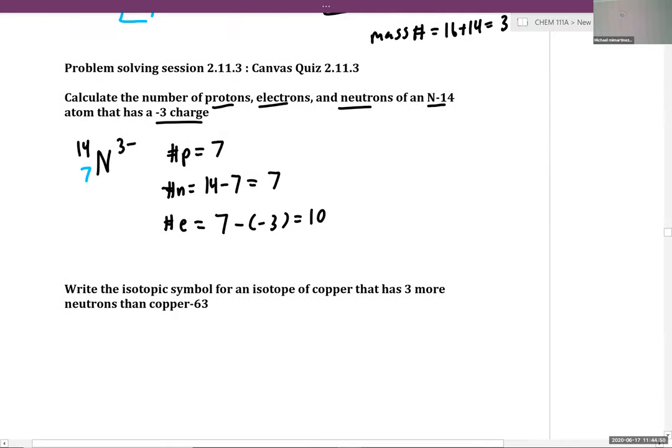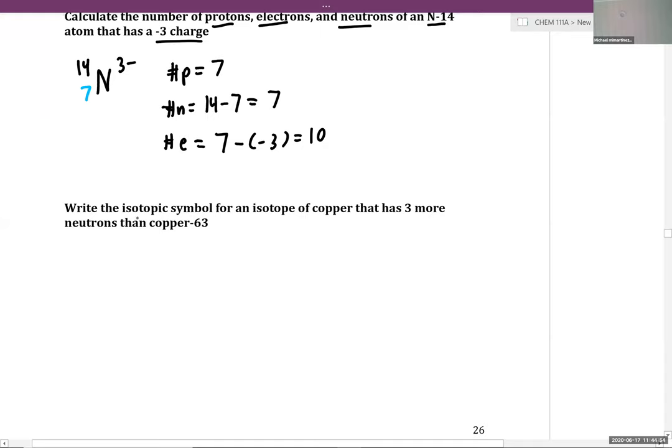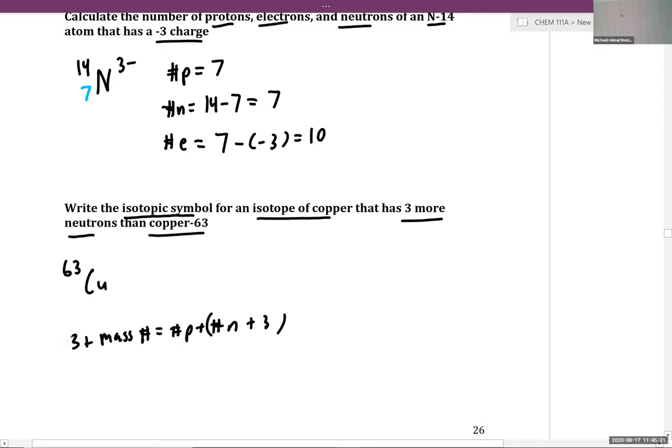Now let's talk about this next example, as it sometimes catches people off guard. What is the isotopic symbol for an isotope of copper that has 3 more neutrons than copper 63? So we have copper 63. The mass number is equal to the number of protons plus the number of neutrons, so if we add 3 neutrons, all we have to do is add 3 to our mass number. So our mass number for this new isotope would be 66. So this would just be copper 66.